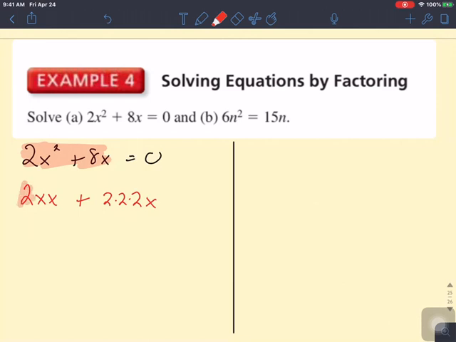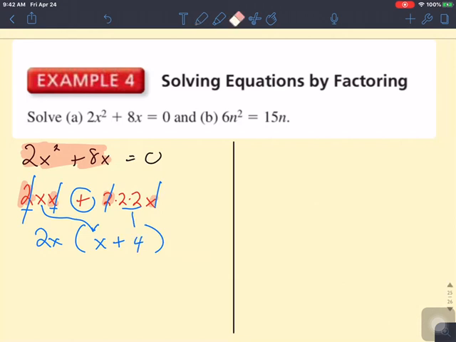Once you've broken everything down like that, we figure out what we have in common. I have a 2 and a 2 in common, and I have an x and an x in common on the two sides of the addition sign. And so what that means is that we're going to put 2x on the outside. We're going to factor that out, and then this plus sign goes here, and then what's left over on the left and right of it: x goes here, 2 times 2, which is 4, goes here. So what we have left over is 2x times (x plus 4), and then we'll go ahead and set that equal to 0.